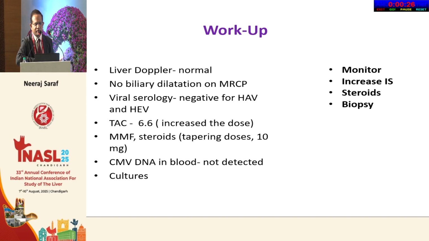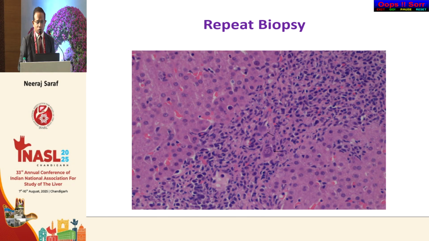Now, what would we do? He had a recent rejection. Should we just monitor the patient? Should we increase his immunosuppression empirically? Would you just give him empirical steroids, or would you like to biopsy the patient? Now, this is a very important message I want to give, especially to my junior colleagues: always biopsy. Don't get tempted to give steroid boluses thinking that it's probably going to be rejection.